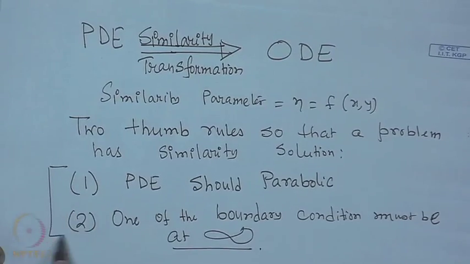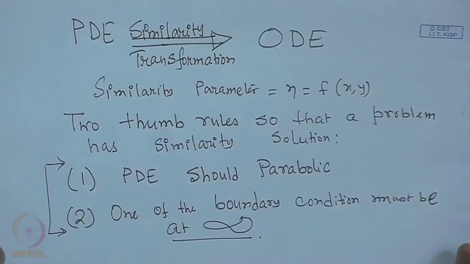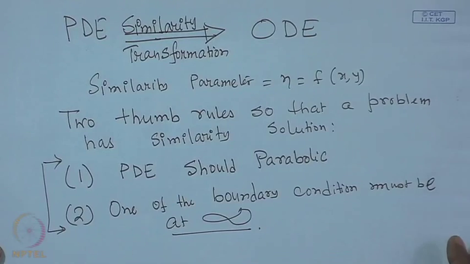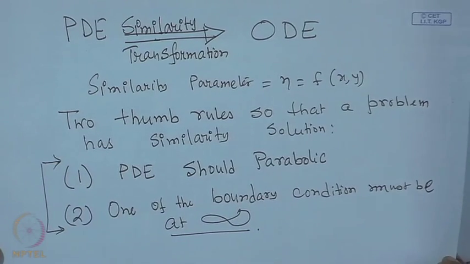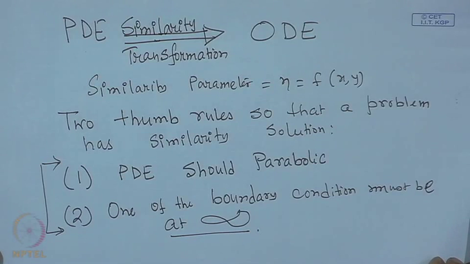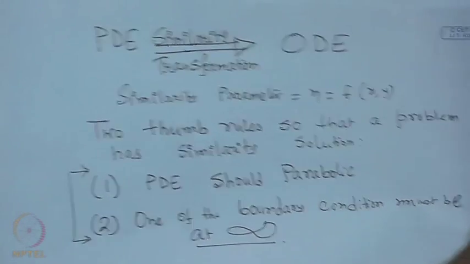So, these two thumb rules have to be met in order for a problem to have a similarity solution. That means, if a problem admits a similarity solution, it must satisfy these two thumb rules, but if these two thumb rules are satisfied, then a problem may or may not have a similarity solution. So, it is a necessary condition, but it is not a sufficient condition. Anyway, now let us look into an actual problem.